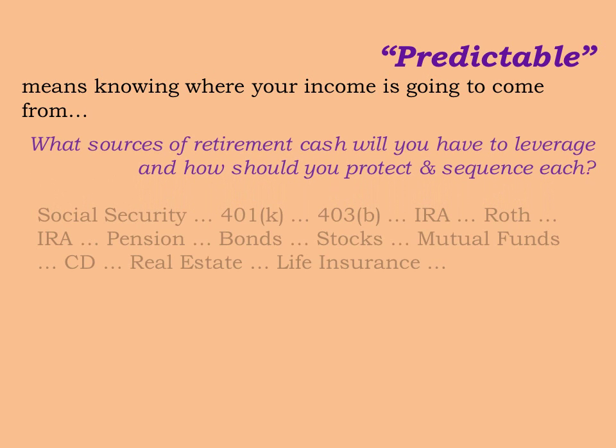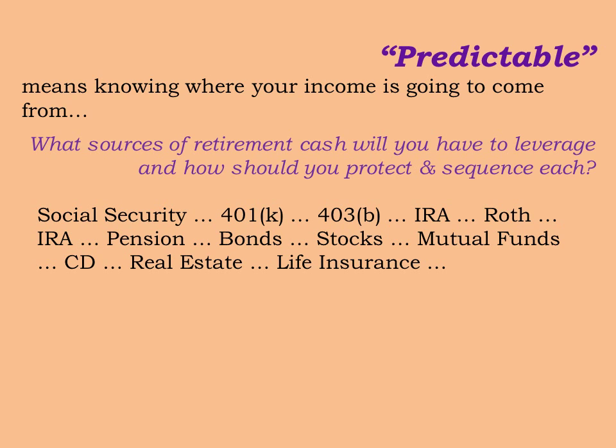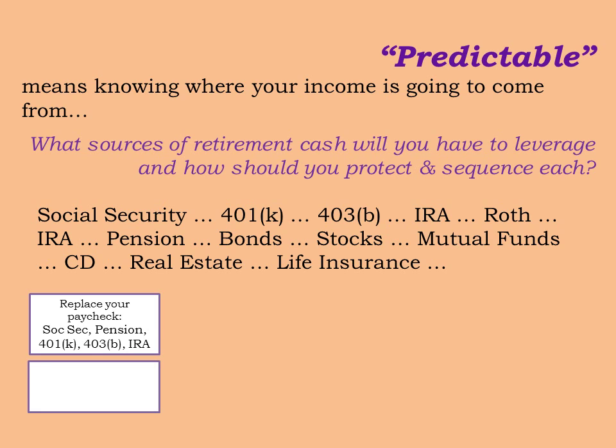For example, what sources of retirement cash will you have to leverage, and how should you protect and sequence each of them? And here's a list. So for example, to replace your paycheck, you'll probably take your Social Security, and if you have a pension, you'll access that, together with your tax-deferred accounts. Or you may decide to take distributions from your tax-deferred accounts and then wait to take your Social Security together with tax-free distributions from a Roth IRA.